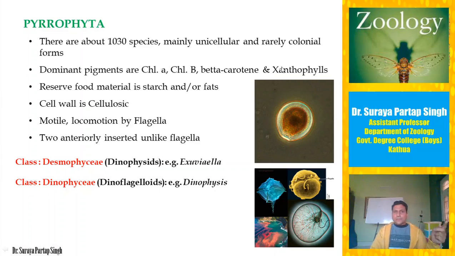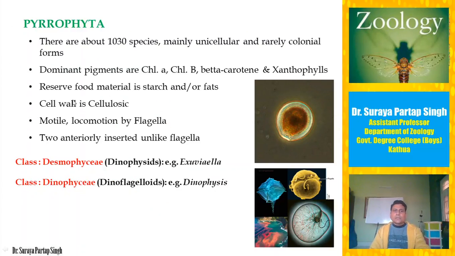So in the first division, that is Chlorophyta, there were only two major pigments, chlorophyll A and chlorophyll B. In case of the next division, that is Euglenophyta, there were three pigments. Besides chlorophyll A and chlorophyll B, there was beta carotene. Now in this division, Pyrrophyta, there is addition of another pigment, that is the xanthophylls. In them, the reserve food material is starch or fats. Either starch may be present singly, or it may be present along with the fats.